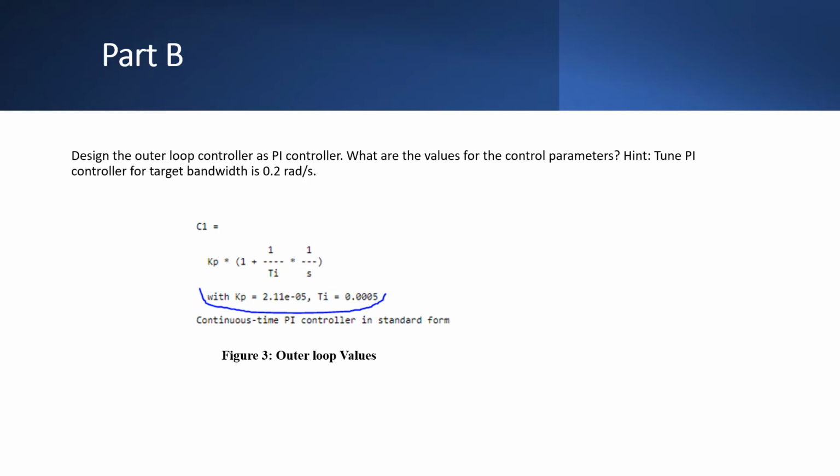Here, part B. The second question asks to design the outer loop controller as a PI controller. What are the values of the control parameters? Also, we will be targeting a bandwidth of 0.2 rad/s. So here we find the outer loop C1, where the parameters are Kc equals 2.1 times 10 to the negative 5 and TI equals 0.005.